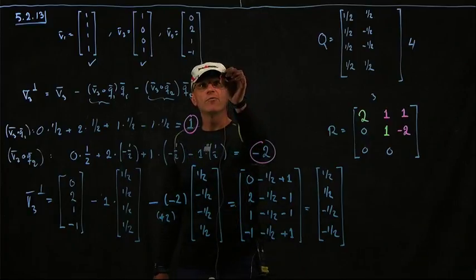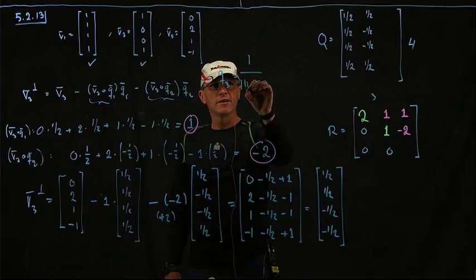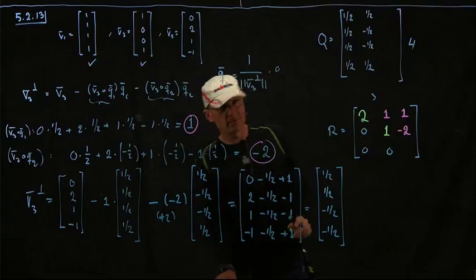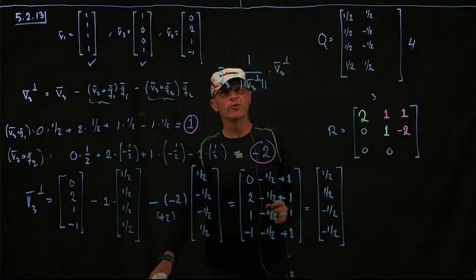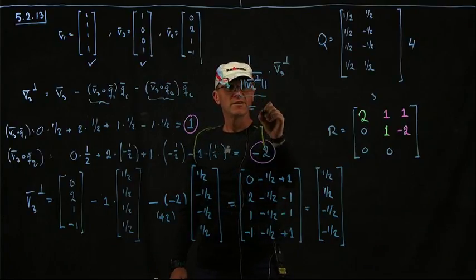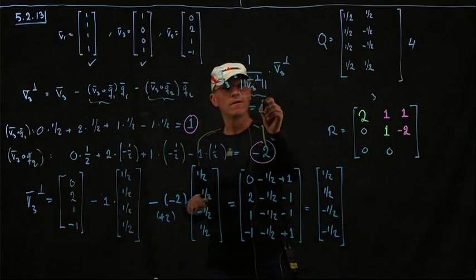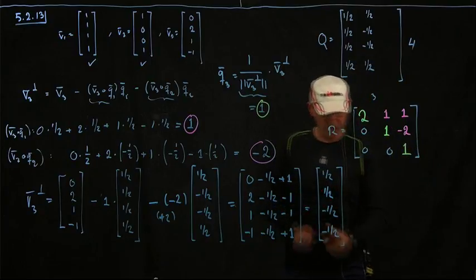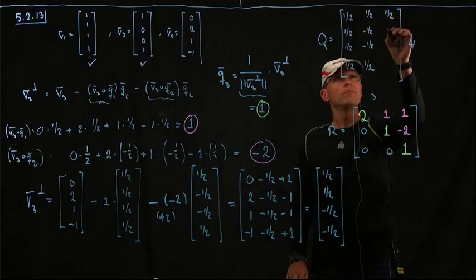But formally, we have that Q3 is 1 over the length of V3 perpendicular multiplied by V3 perpendicular, right? So that's what we want to use, but this here is 1, right? Which means that that 1 ends up here, right? So we have all of R, and we have the final Q3 vector for our Q matrix.